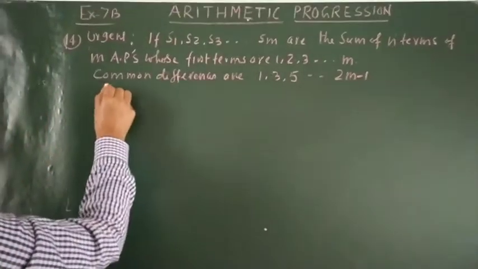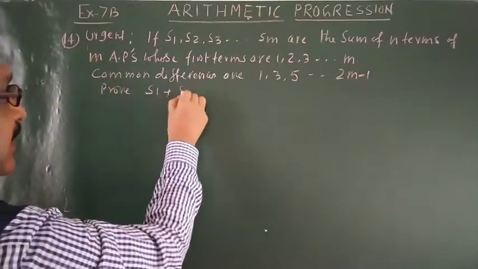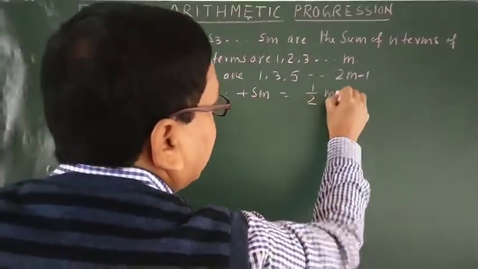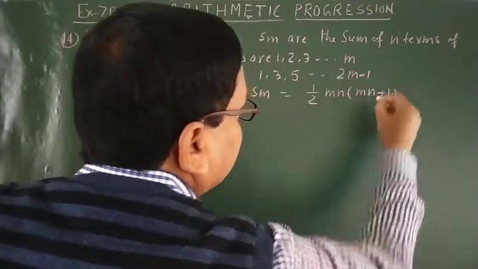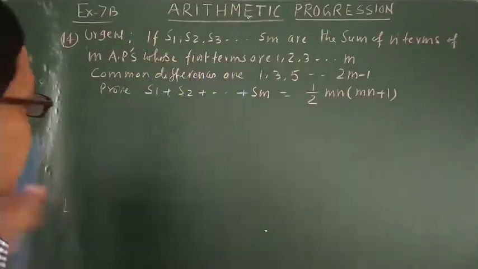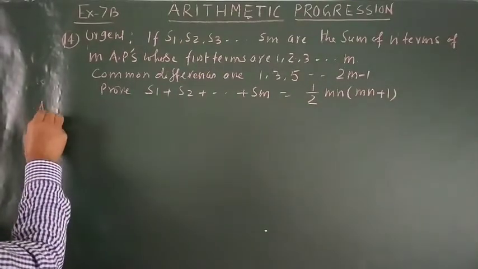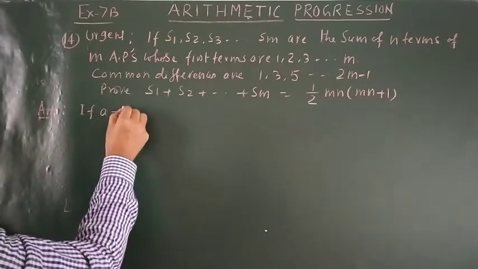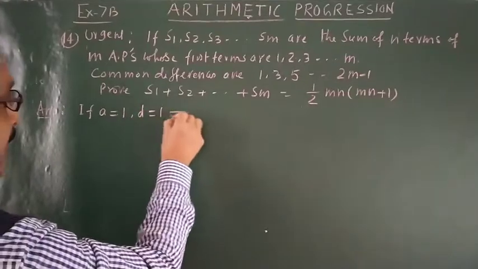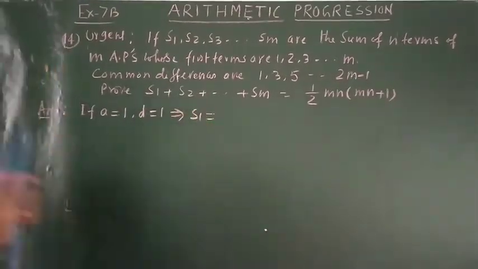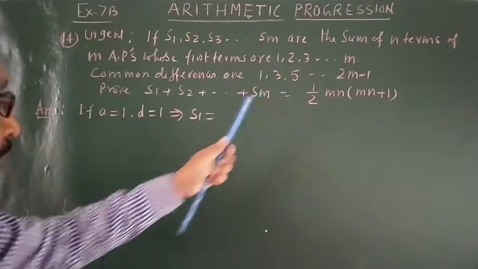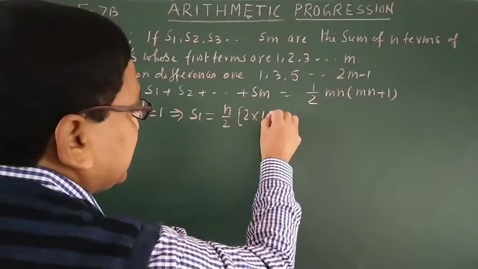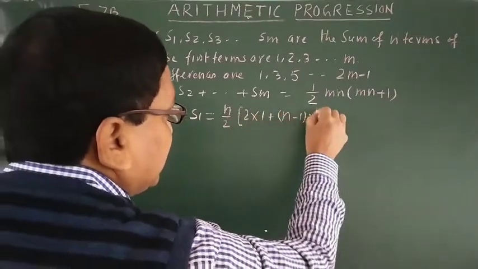Prove that S1 plus S2 plus ... plus Sm is equal to half mn(mn plus 1). So there are m APs. If the first term is given, the answer is available here. If a is equal to 1, d is equal to 1, then S1 is the sum of n terms: n by 2 (2a plus (n minus 1) into d), and d is also 1.